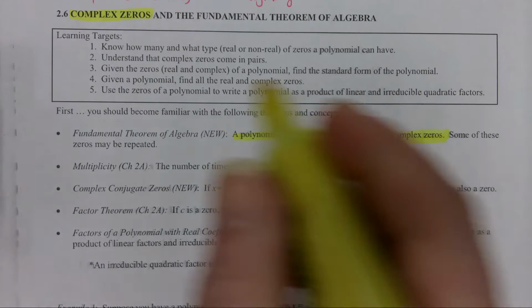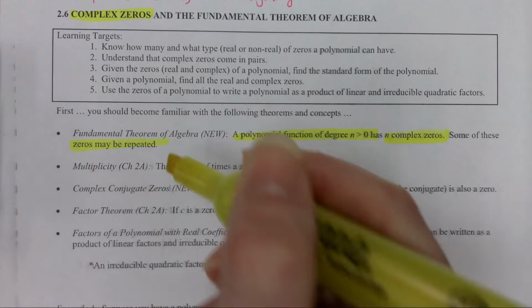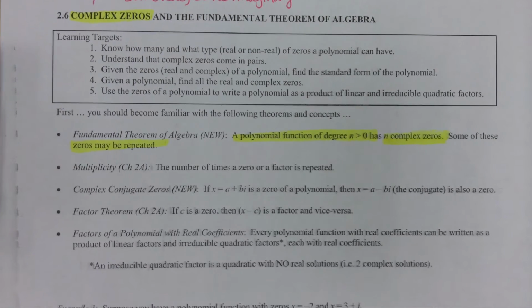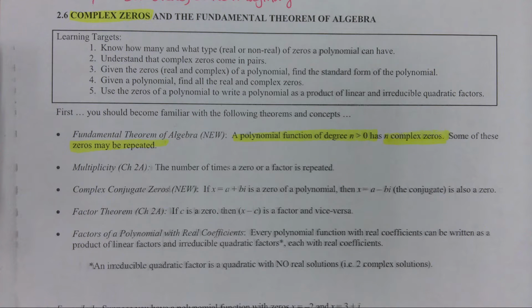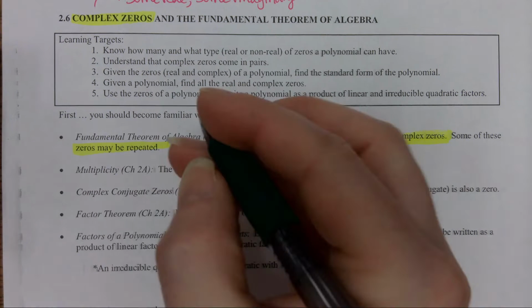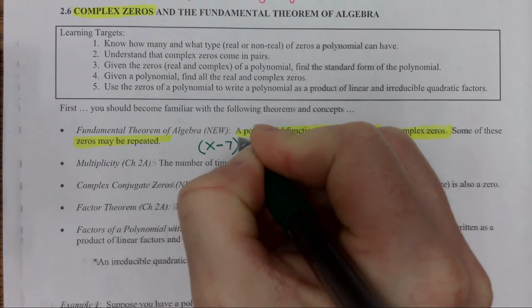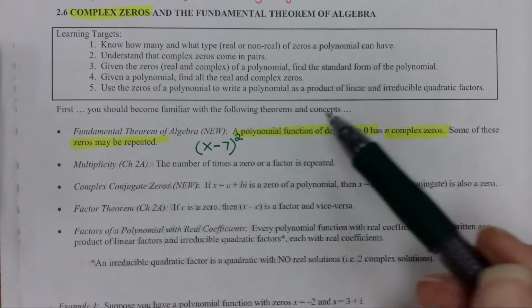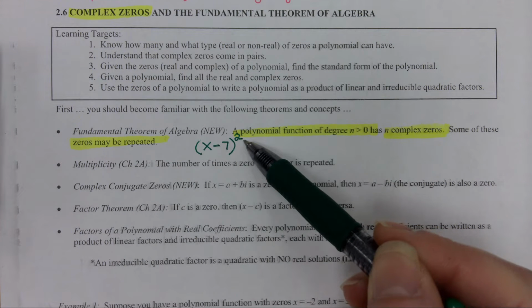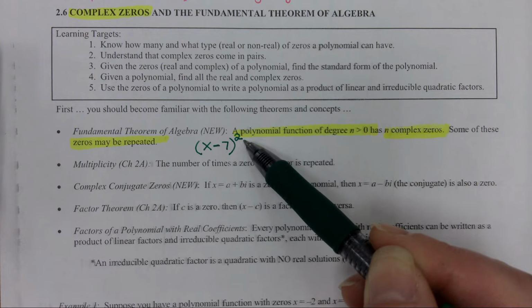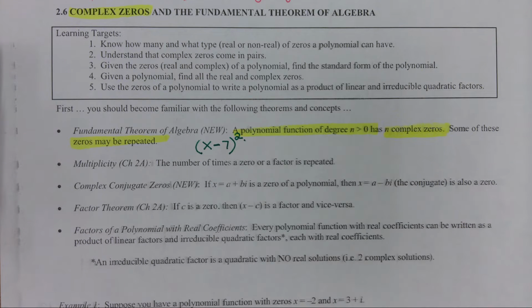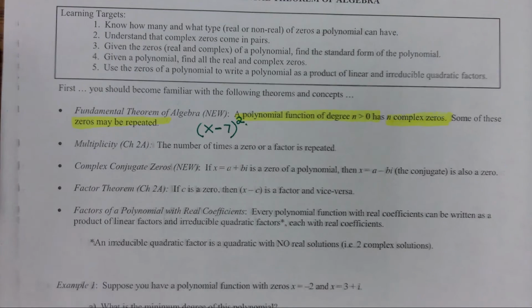Some of them may be repeated. What do I mean by that? Do we remember seeing zeros written this way yesterday on our test? We called that a multiplicity of 2. That's what I mean. This counts for 2 of your zeros when you see that. Okay, this is not new.